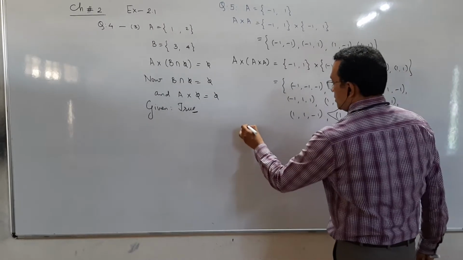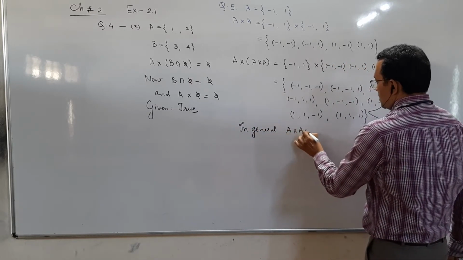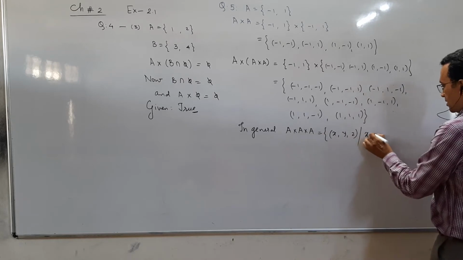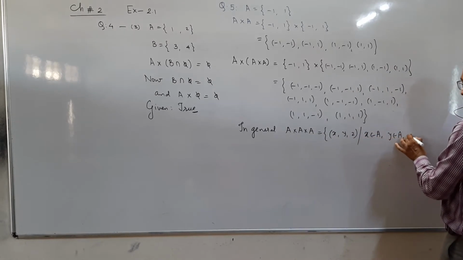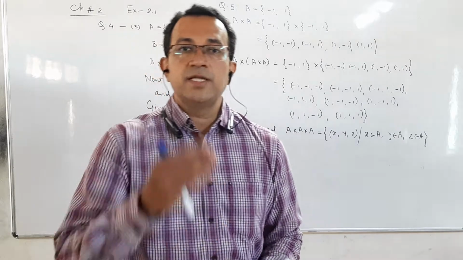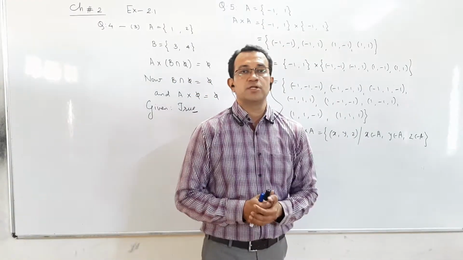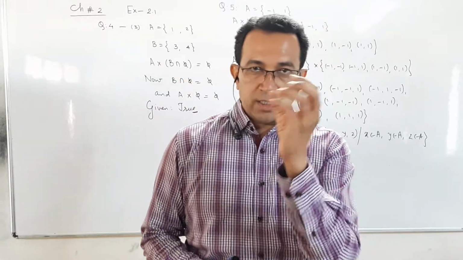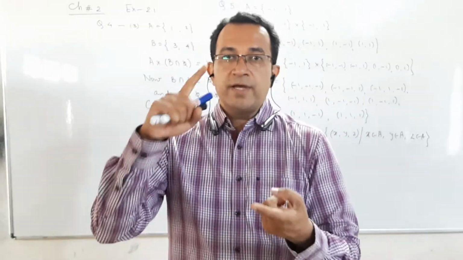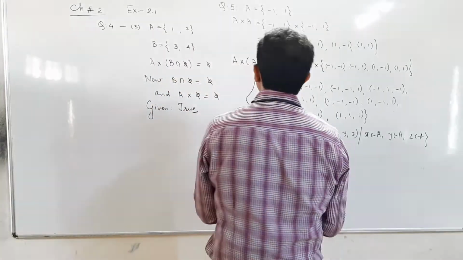So in general, students, A cross A cross A will be the set of triplets (x, y, z) such that x belongs to A, y belongs to A, and z belongs to A. And if there are 3 different sets A, B, C, then A cross B cross C is equal to the set of triplets (x, y, z), where x belongs to A, y belongs to B, and z belongs to C. So a triple product will be a set of triplets (x, y, z), where x belongs to the first set, y belongs to the second set, and z belongs to the third set in the Cartesian product.